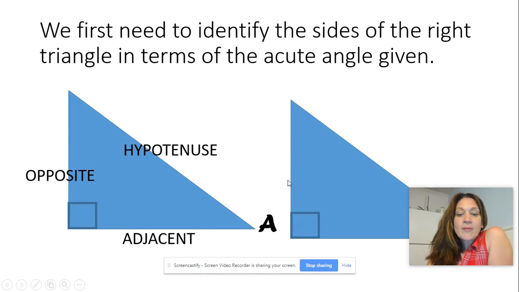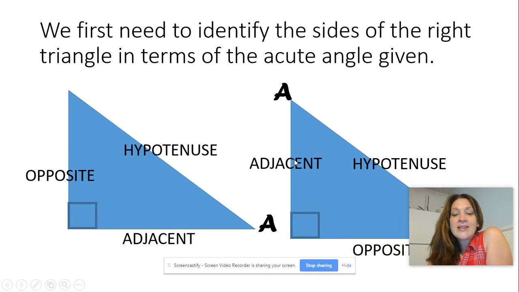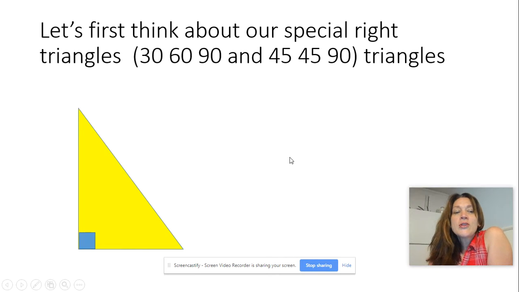Now, let me give you another example. So if we have another triangle, and now we have angle A in this position, now the side across from this angle is going to be the opposite side. Then we're going to go ahead and identify our hypotenuse across from that right angle, and then the leftover side is now the adjacent side. So you will see that your opposite and adjacent side is going to change depending on the location of that acute angle.